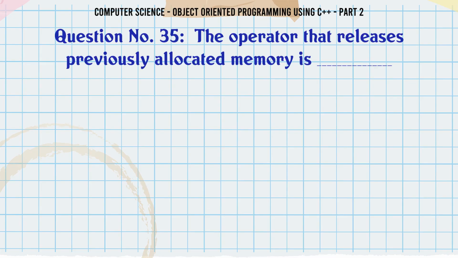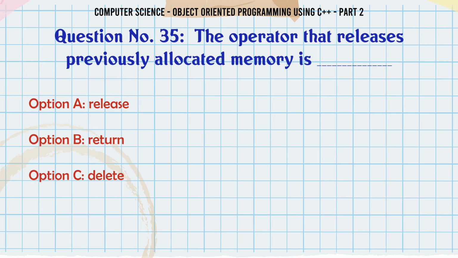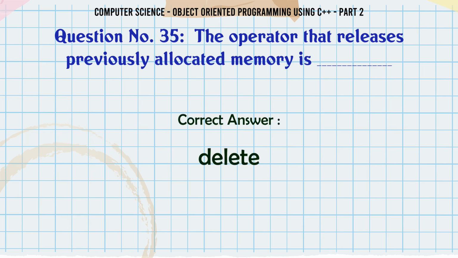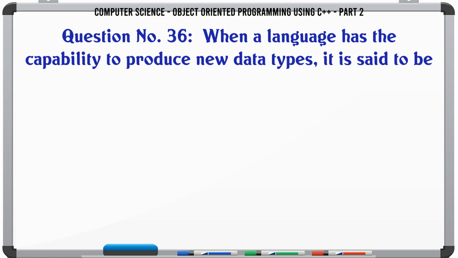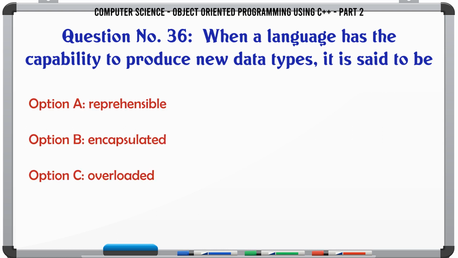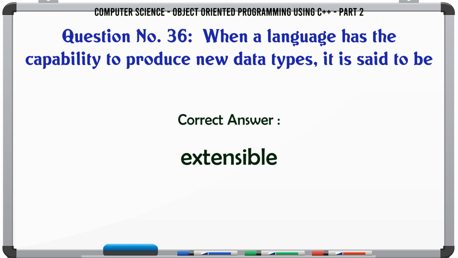The operator that releases previously allocated memory is: A. release, B. return, C. delete, D. destroy. The correct answer is delete. When a language has the capability to produce new data types, it is said to be: A. reprehensible, B. encapsulated, C. overloaded, D. extensible. The correct answer is extensible.